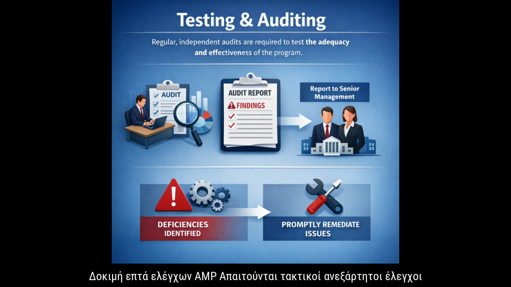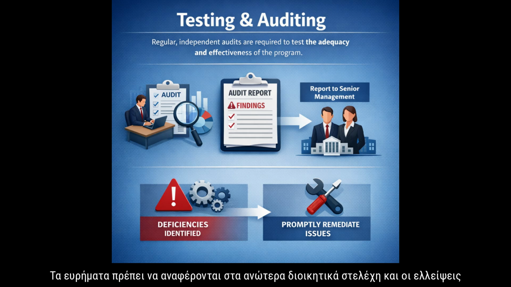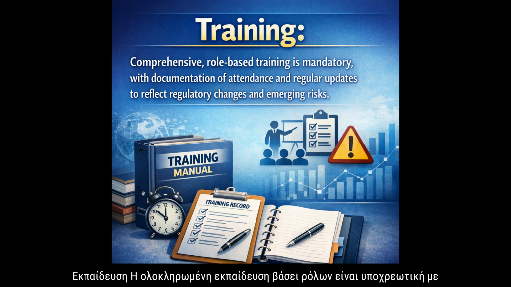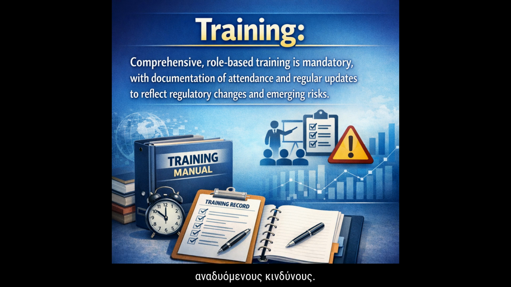Testing and auditing. Regular independent audits are required to test the adequacy and effectiveness of the program. Findings must be reported to senior management and deficiencies promptly remediated. Training. Comprehensive role-based training is mandatory, with documentation of attendance and regular updates to reflect regulatory changes and emerging risks.